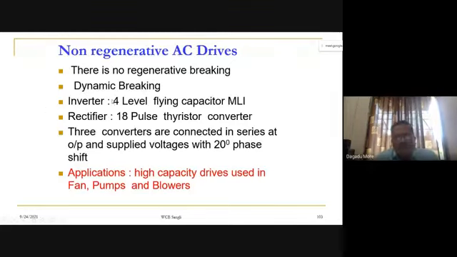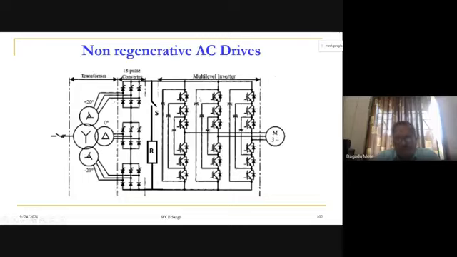And what inverter are we using? A 4 level flying capacitor MLI, then an 18 pulse converter. And how to obtain the 18 pulse converter? We require a phase shift of 20 degrees in the voltage applied to the first bridge, second bridge, and third bridge. That voltage should have a phase shift of plus and minus 20 degrees. How to obtain that? We have a particular connection known as extended delta.